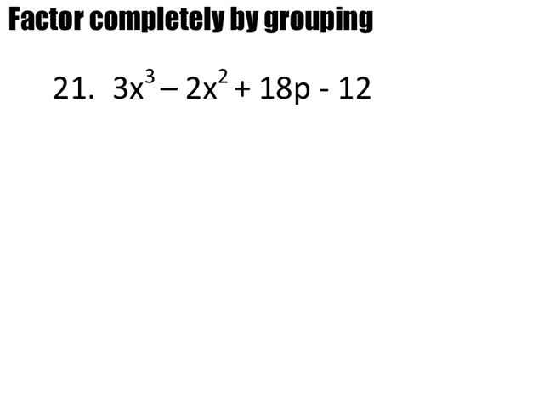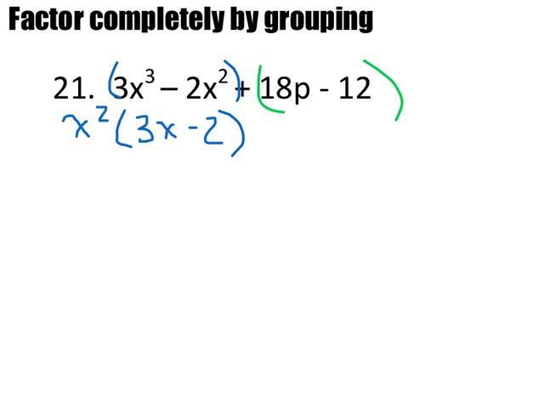And number 21, factor completely by grouping. First we look through for a greatest common factor. 3, 2, 18, and 12. There's no number that divides into all of those. So we'll go ahead and group them. My first group and my second group. So we look for the greatest common factor in the first group. That would be an x squared, and we'll be left with 3x minus 2. And then we look for greatest common factor in the second one. Greatest common factor between 18 and 12 would be 6.